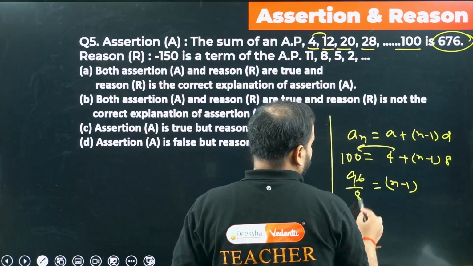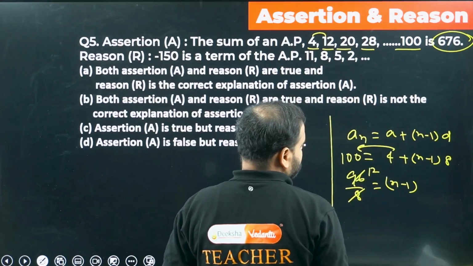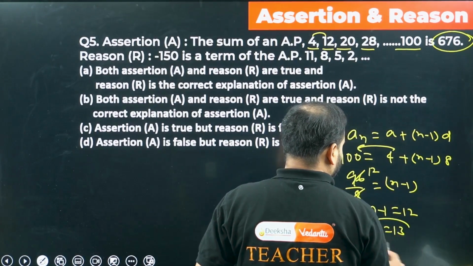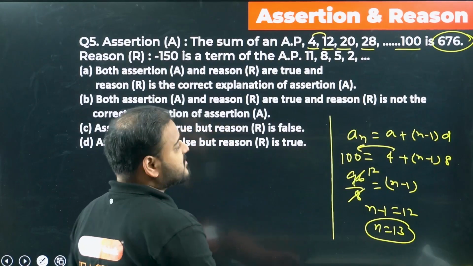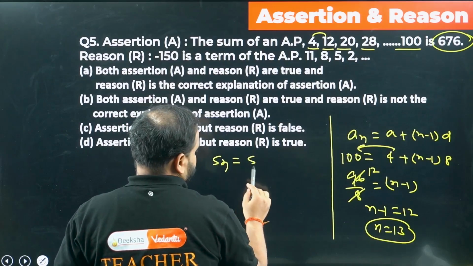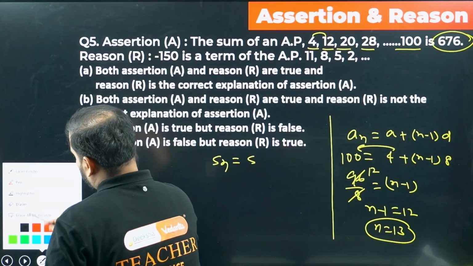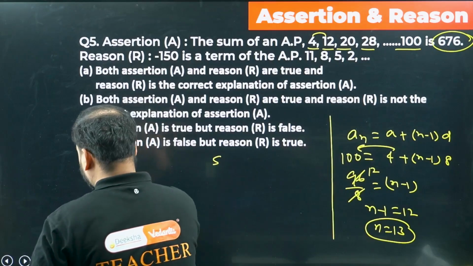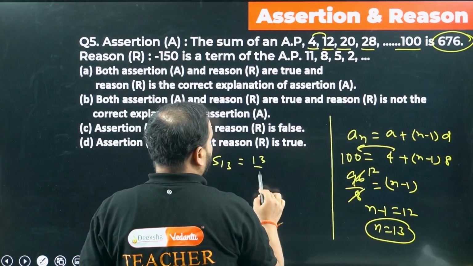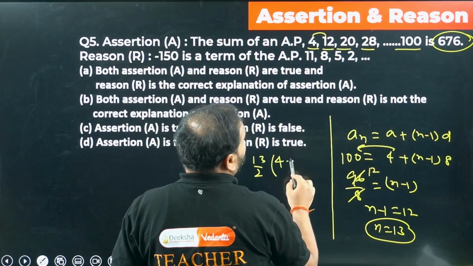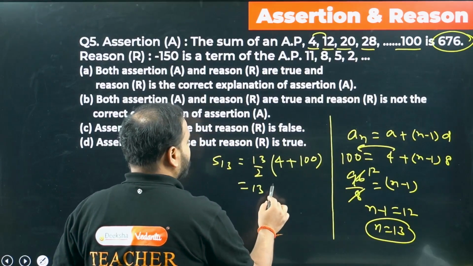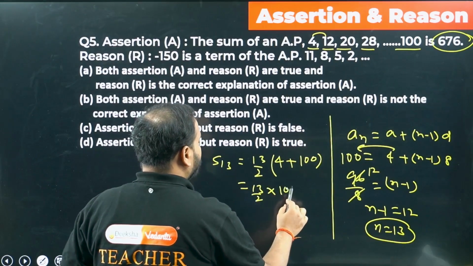What is it going to be? 12, right? 12 8s are 96. So n minus 1 equals 12. So n equals 13. Now check for sum when n is 13. If it is coming as 676, then the answer is correct. S13 they can find directly. S13 equals 13 upon 2 times first term plus last term. So 4 plus 100. Okay, so 13 by 2 into 104.